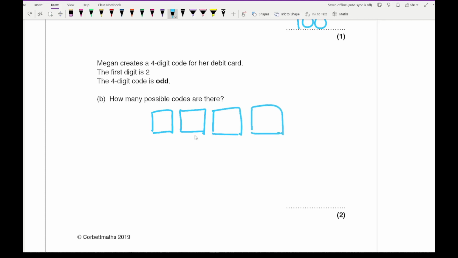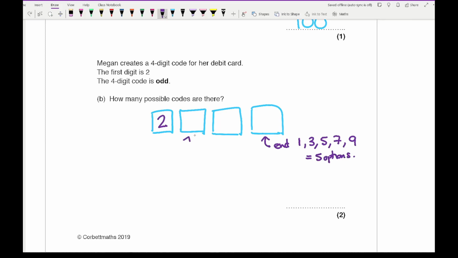Well, we know that the first digit is a 2. And we know that the 4-digit code is odd. So in order for it to be odd, it needs to end in either a 1, 3, 5, 7, or 9. So in all, there are 5 options for the last number for it to be odd.